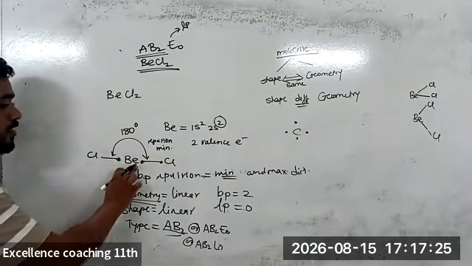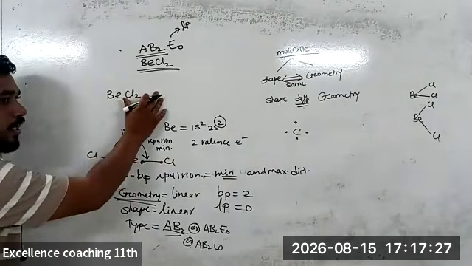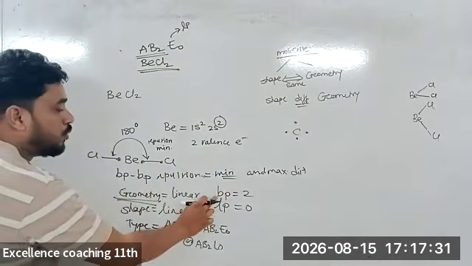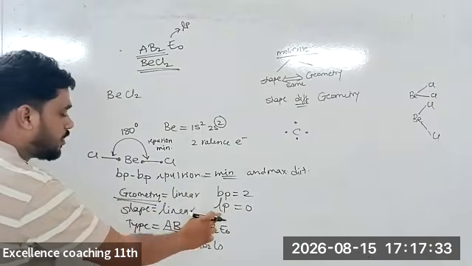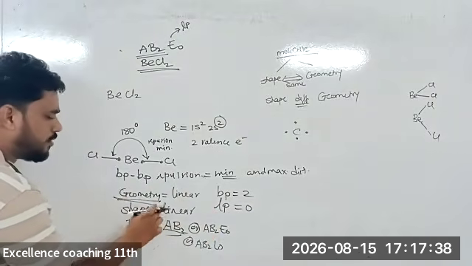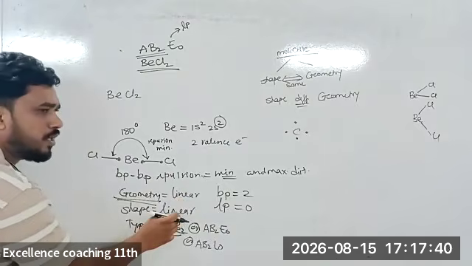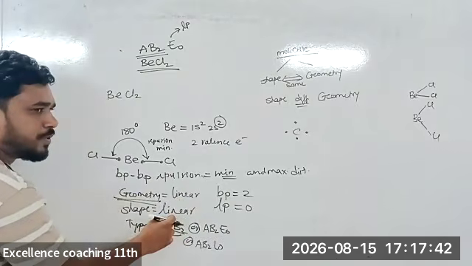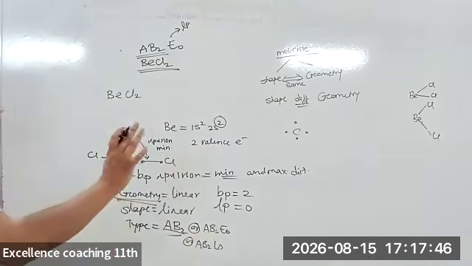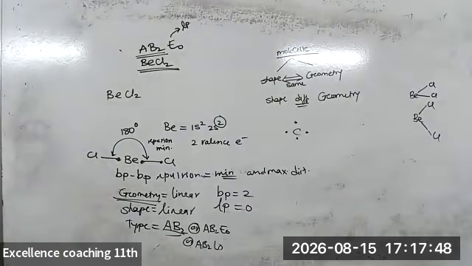Yes, what is the example here? BeCl2. What is the geometry here? How many bond pairs do I have? 2. How many lone pairs? 0. So that's why the shape is linear. Geometry is linear, shape is linear. Since lone pair is 0, geometry and shape are the same. Type is AB2E0. Is this clear? First example, take a note.